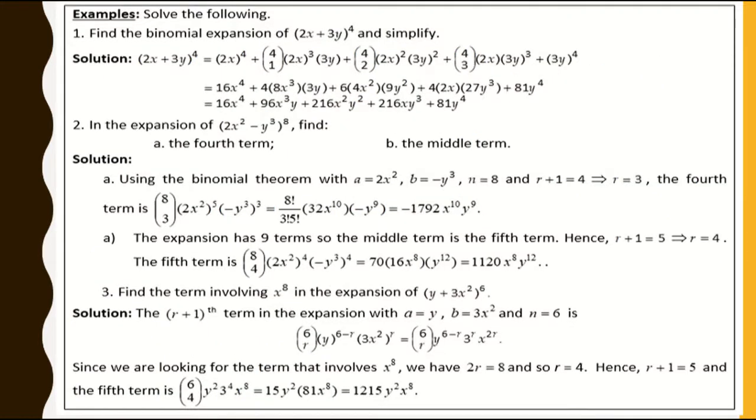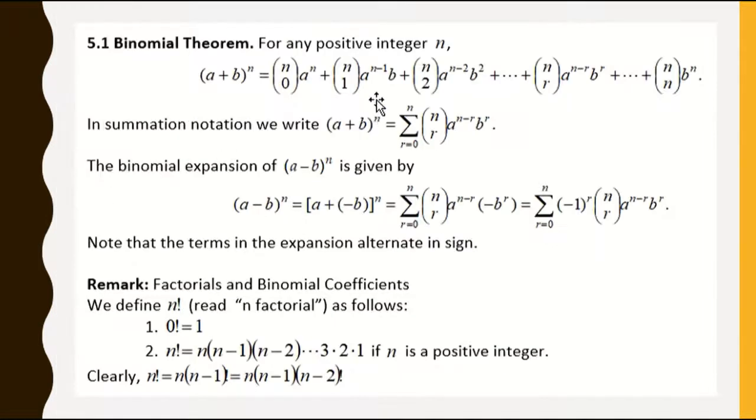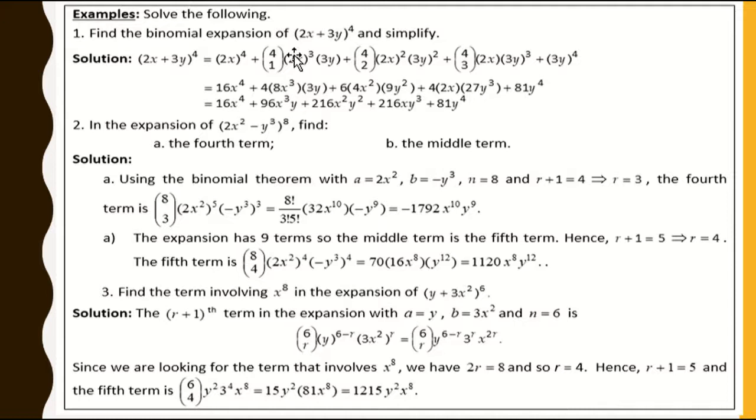So, here, 4 taken 1 at a time times (2x) to the power of 3, then times 3y. Since our formula is n minus 1, then b. So here, n minus 1 is 3. That is why 3 is the power of 2x. Then b is 3y. Plus 4 taken 2 at a time.